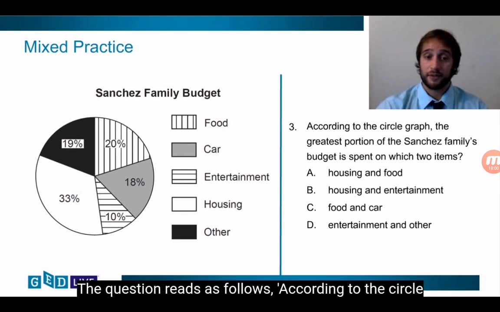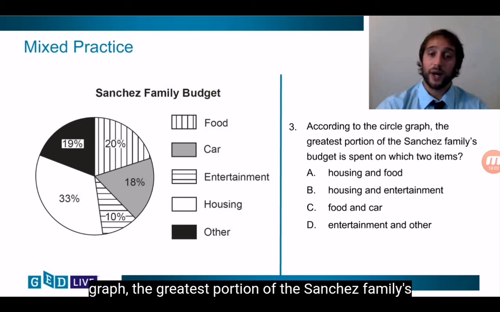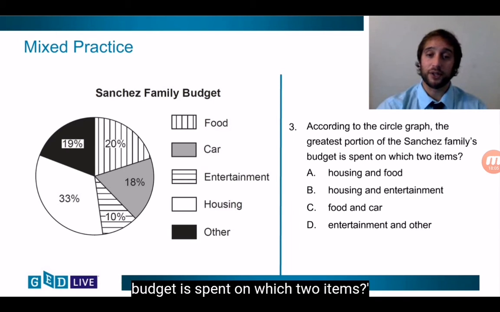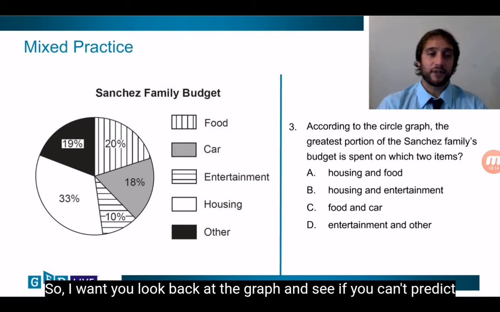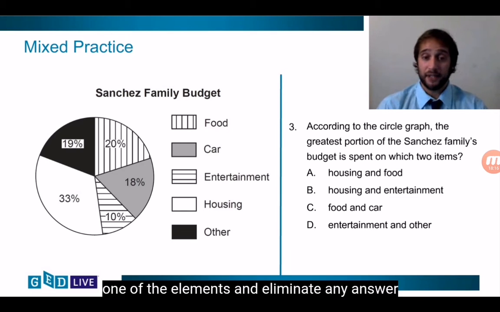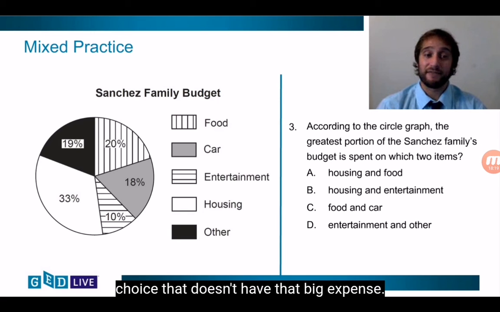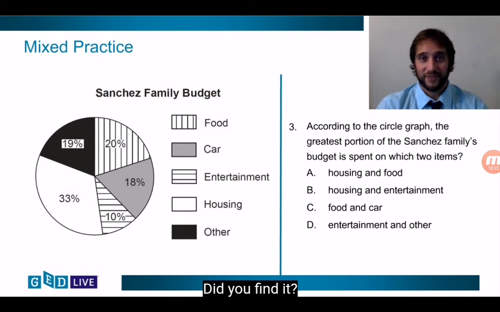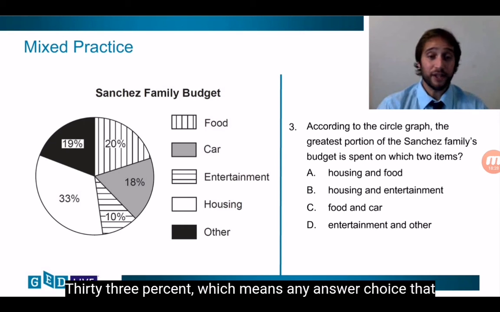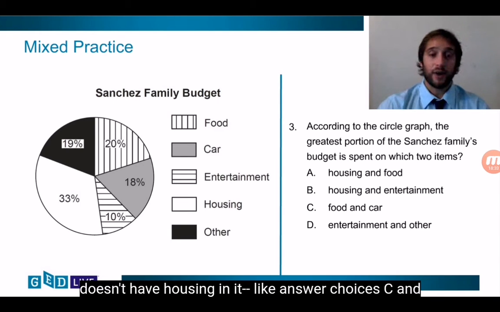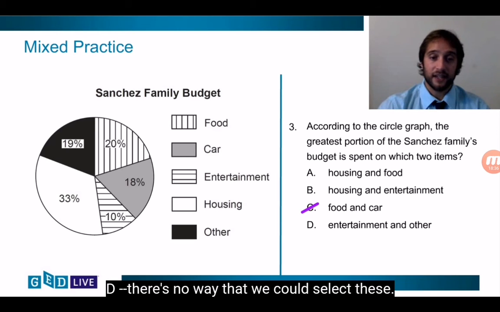The question reads as follows. According to the circle graph, the greatest portion of the Sanchez family's budget is spent on which two items? Okay, so we are looking for the greatest portion. So I want you to look back at the graph and see if you can predict one of the elements and eliminate any answer choice that doesn't have that big expense. Did you find it? Hopefully you noticed here that the biggest expense is housing, 33%. Which means any answer choice that doesn't have housing in it, like answer choices C and D, there's no way that we could select these.